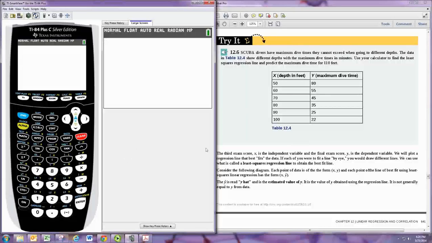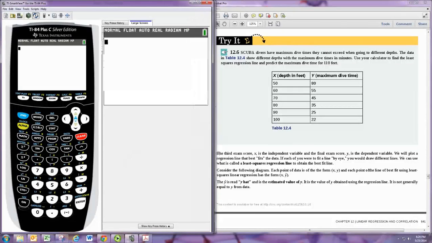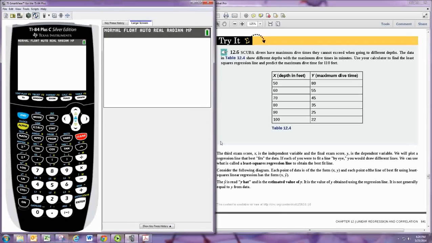In this video, we'll look at regression with the TI-84 graphing calculator. Consider example 12.6 from the book. Typically, we'll start off with data sets that are collected already, but as with any data, you could go through a sampling procedure. These are paired data sets, so we have two variables, and for each one we have a number, and these paired numbers go together.